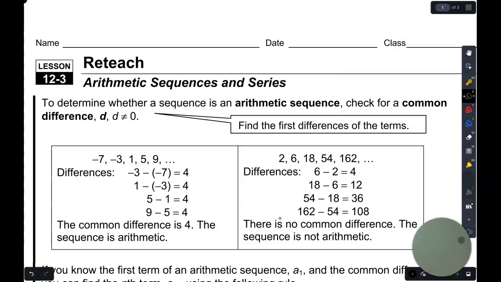Arithmetic and geometric sequences. Just trying to figure out which color I want to use today. All right, let's go with the red.